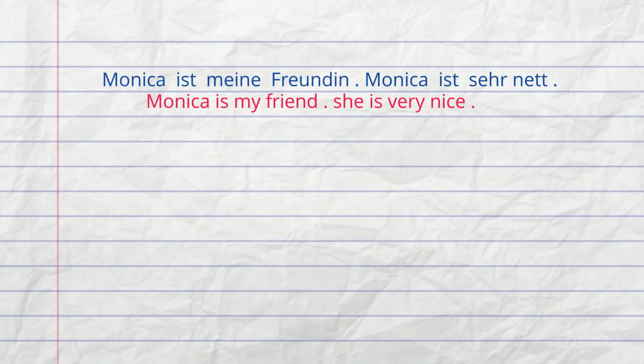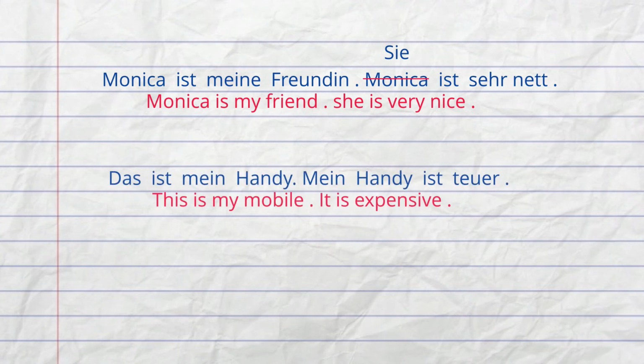Monika ist meine Freundin. Monika ist sehr nett. Now instead of writing Monika again in second sentence, we can replace it with sie, that is she. Das ist mein Handy. Mein Handy ist teuer. Now instead of writing mein Handy again in second sentence, we can replace it with es, that is it.